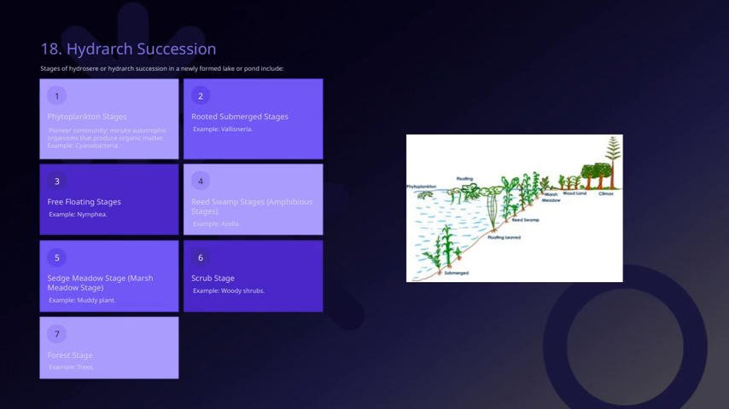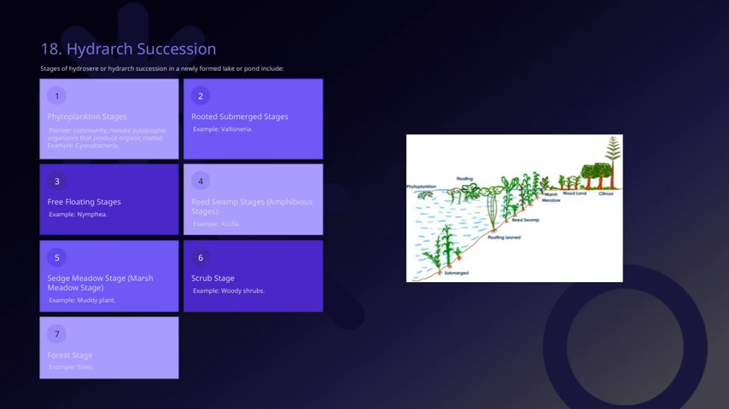Let's walk through the stages of hydrosere or hydrarch succession that occur in a newly formed lake or pond. We start with the pioneer community, which consists of tiny autotrophic organisms that produce organic matter. An example of this is cyanobacteria. These microorganisms are crucial because they kickstart the process by forming the base of the food chain.